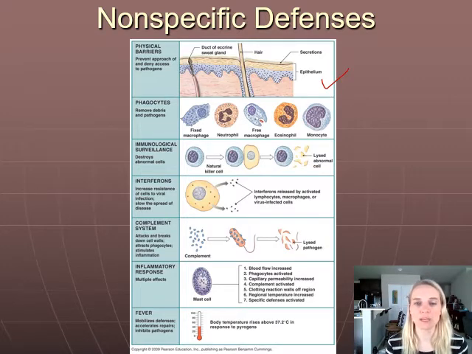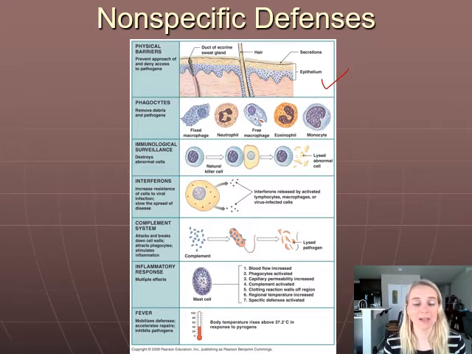All of these serve to be a first line of defense for any invading pathogen, no matter its identity. If you remember skin, the outermost layer is dead, keratinized, many layers of that stratum corneum. It makes it really hard for things to penetrate into that underlying blood vascular tissue.